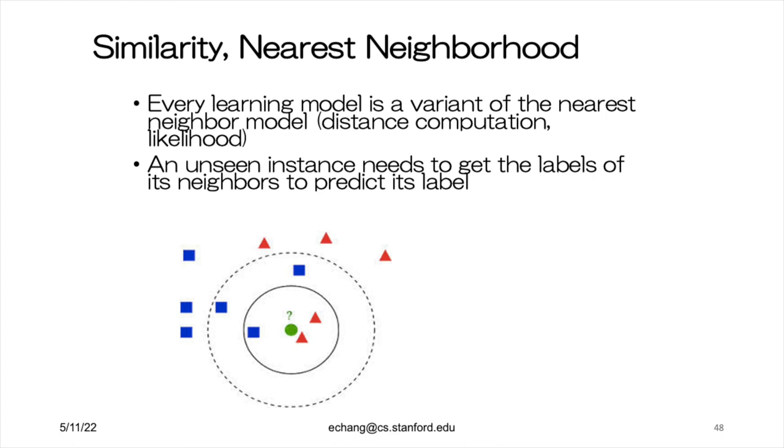In this example, we have two known classes: one is a blue rectangle, the other is a red triangle. And now we have an unknown instance.